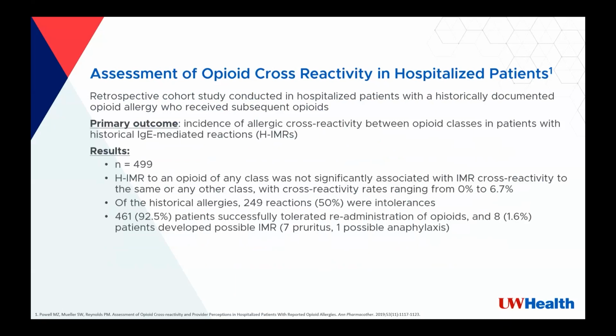In terms of results, there were a total of 499 patients included in the study. And investigators found that having a historical IgE-mediated reaction was not significantly associated with cross-reactivity to either the same or any other opioid class, with cross-reactivity rates ranging from 0 to 6.7%. Of the historical allergies, 249 reactions, and about 50%, were determined to just be intolerances of the opioid. And 461, or almost 93% of patients, successfully tolerated readministration of opioids despite a chart-documented allergy, and then only 8 patients developed a possible IgE-mediated reaction.